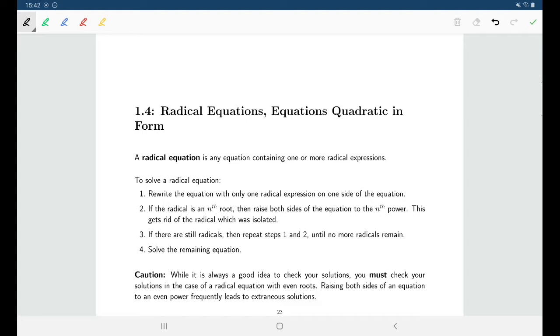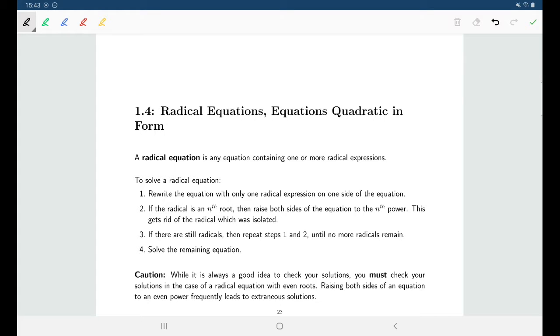Now, you essentially just have to keep carrying out this process: if there are any roots left, isolate them, raise both sides of the equation to whatever the appropriate power is, and then continue till you don't have any more roots left. And then once you don't, you can now solve the equation.